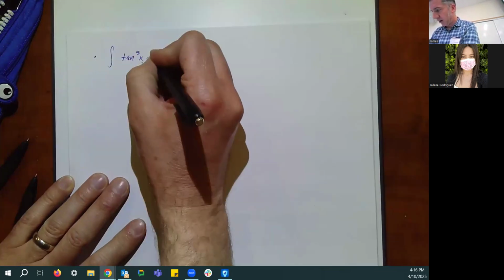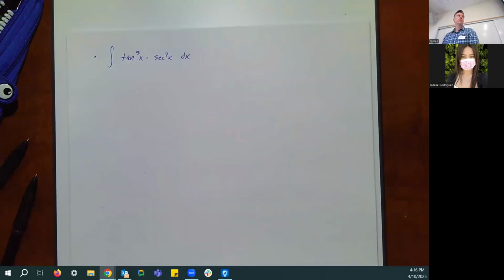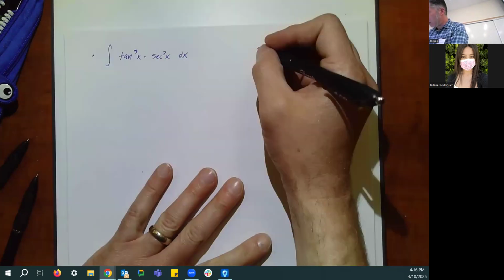times secant squared of x? Wow, that's kind of crazy. We're going to try u-substitution. So again, and actually this is what I was trying to say before I forgot about it. So how do we pick u?